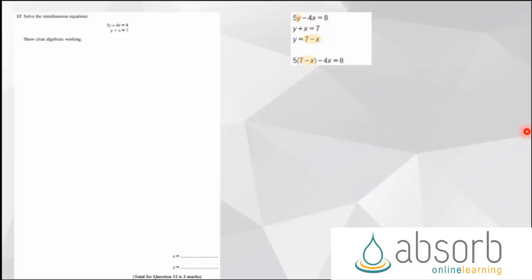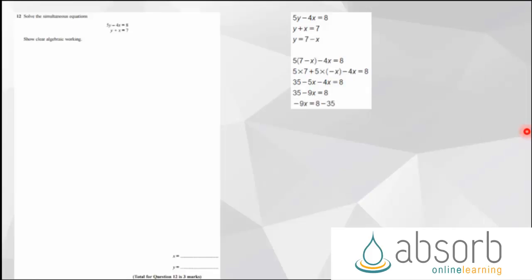So we're going to multiply through the brackets, and we get 5 times 7 plus 5 times minus x. Notice I've put the minus x inside a bracket to show that the minus is quite clearly attached to the x. Then we move on and we get 5 times 7 is 35. 5 times minus x gives minus 5x. And you'll notice we've got a minus 5x and a minus 4x there, so we combine those to get minus 9x. We now have 35 minus 9x equals 8.